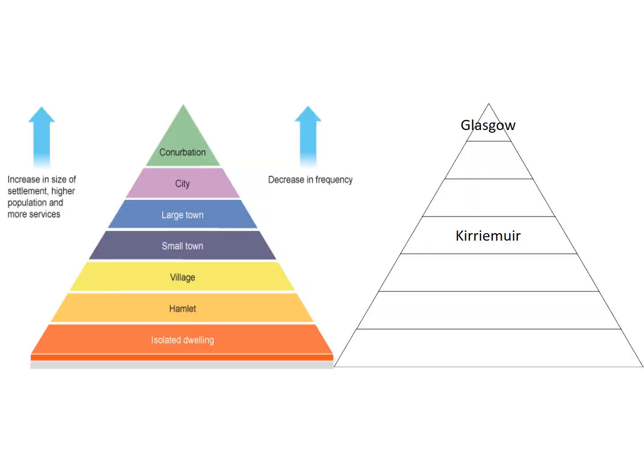So to start you off here, you've got Glasgow at the top of your triangle, so that'd be your conglomeration there. Then you need to think of a city in Scotland, then a large town, then you've got a small town there, Kirriemuir, then you need to think of a village, a hamlet and an isolated dwelling. So you need to try and give an example of each. So you could use Glasgow and Kirriemuir in your triangle, and you need to try and name other places in Scotland that would fit into each of those categories. So again, if you want to pause the video at this point to complete this task.